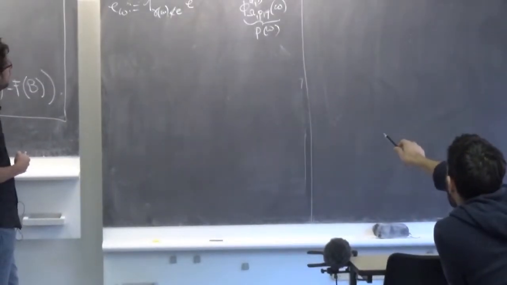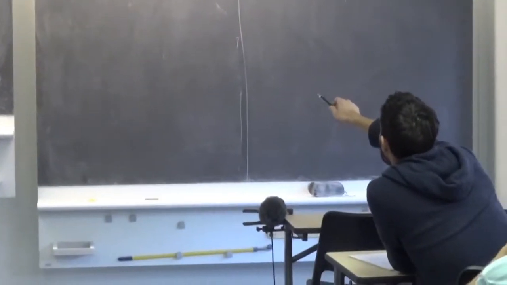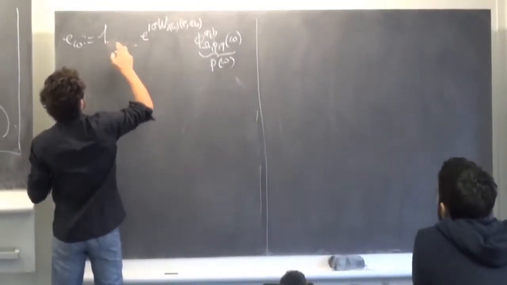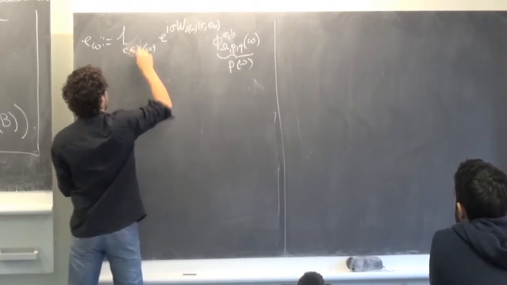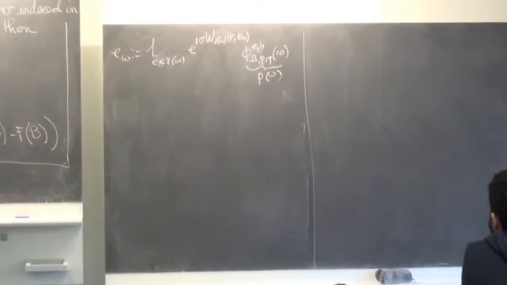So the first version, yeah. E doesn't belong to gamma of omega. It belongs to gamma of omega. Okay, that was wrong on every single aspect.